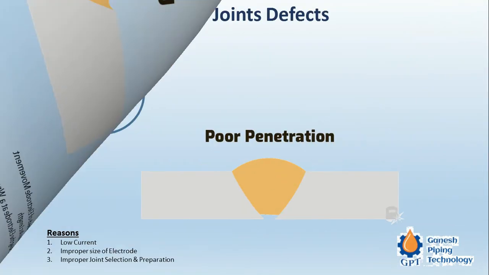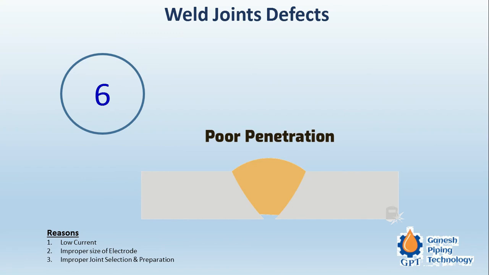Now moving forward, poor penetration. It is caused by low current, improper size of electrode, of course, and improper joint selection and preparation. We have seen different types of joints in our third slide. So if an improper joint is selected, then we may have this problem of poor penetration.